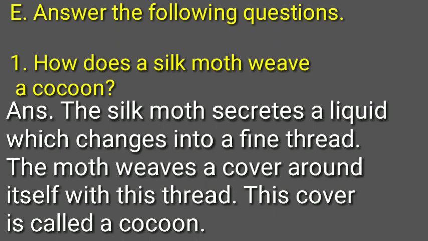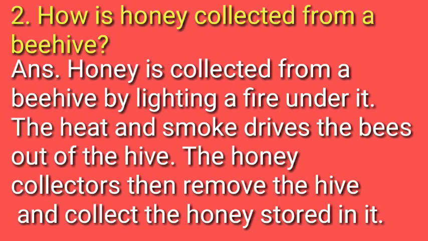Now the next question: how is honey collected from a beehive? The answer is, honey is collected from a beehive by lighting a fire under it. The heat and smoke drive the bees out of the hive. The honey collectors then remove the hive and collect the honey stored in it.